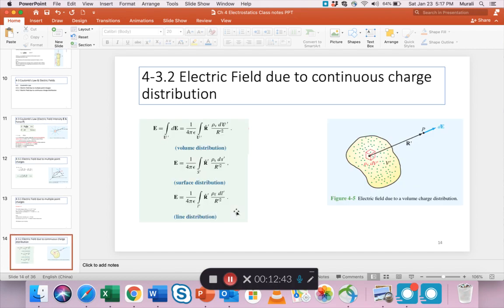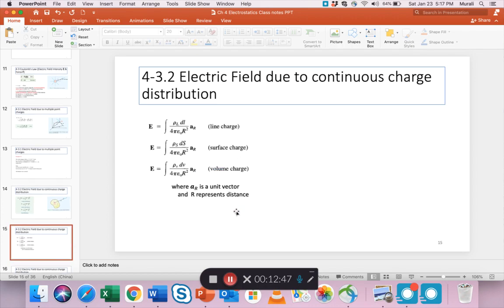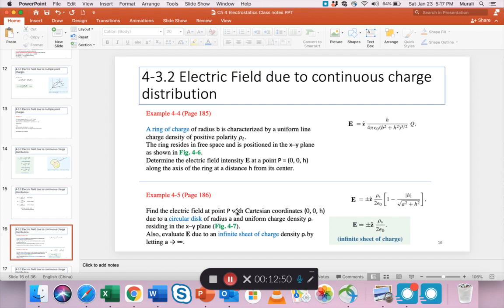It's quite straightforward. I'm going to move on to slide 15, 16. Here are two examples, example 4-4 and 4-5. But like I said before, it's not so much an example using real numbers, but more how to derive a formula. So how do you derive a formula for E, the field intensity, if you have a ring of charge?